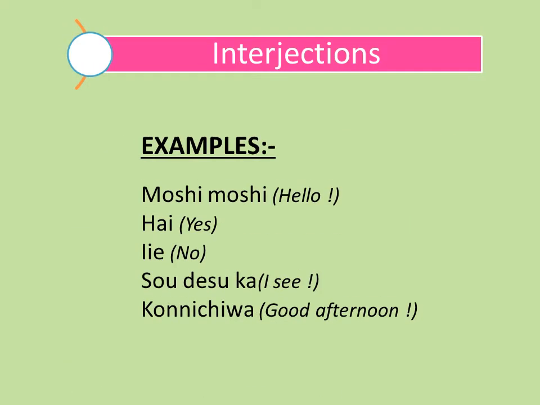Okay, the final variety of the parts of speech are the interjections. They are exclamatory words which come with an exclamation, giving you some kind of emotional aspect to it. We have a few examples here.